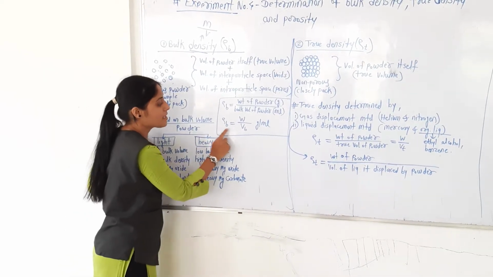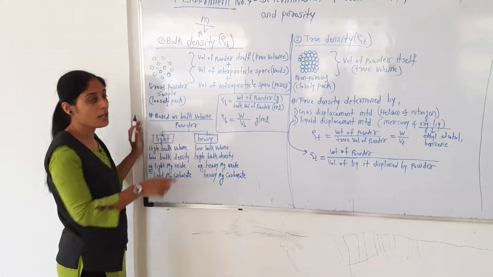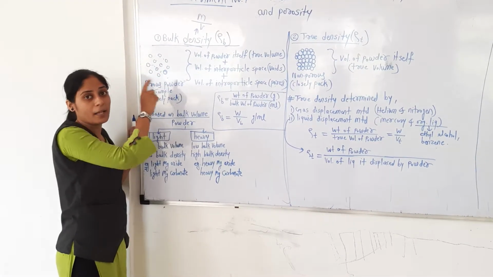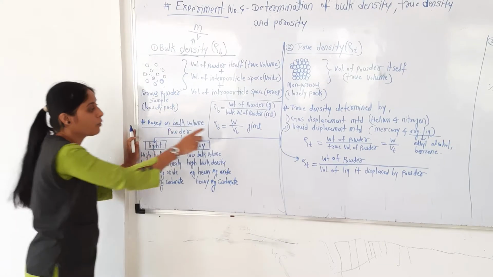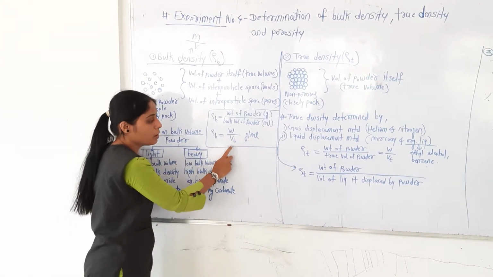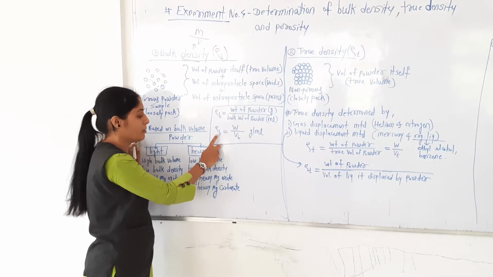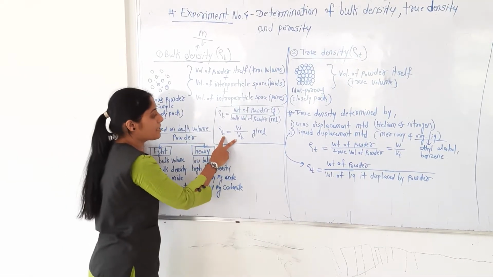These are inversely proportional to each other. Why is the bulk volume more? Because the particle volume is present, void volume is also present, and pore volume is also present. Due to these three volumes, the bulk volume is more. If the bulk volume is more, the bulk density, that is rho B, is less, because they are inversely proportional.